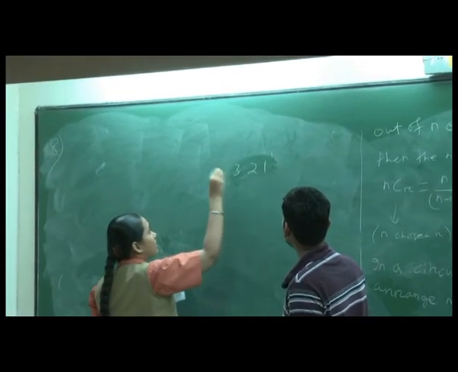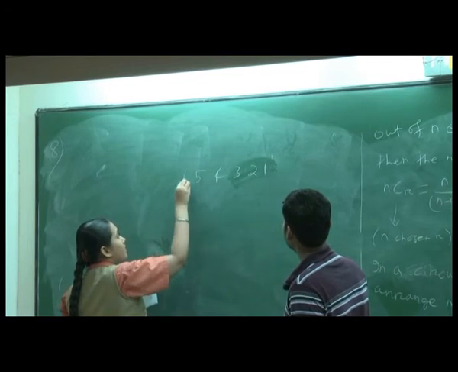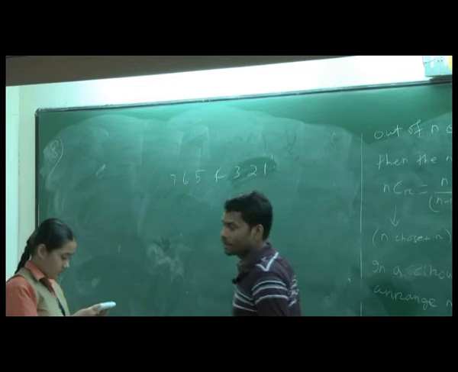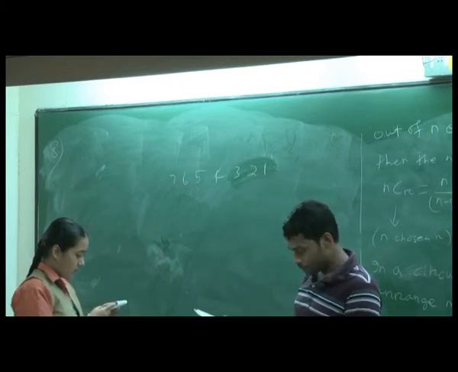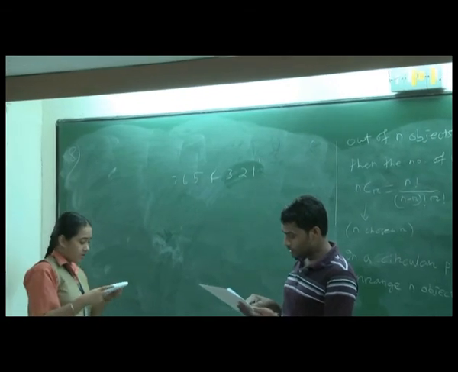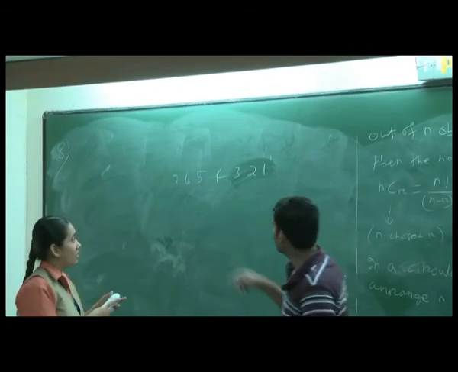First, second, third, fourth, fifth, sixth, seventh. For a 7-digit number, we have to fill up these places only. So, what will we have to do? How many 7-digit telephone numbers can be found if the first digit cannot be 0 or 1? So, this will be the first digit.